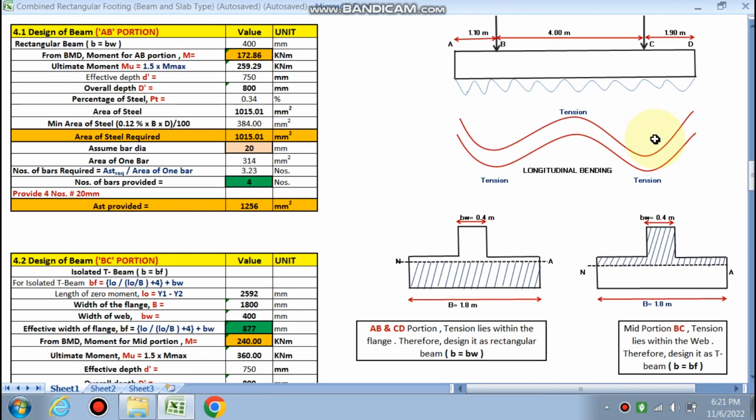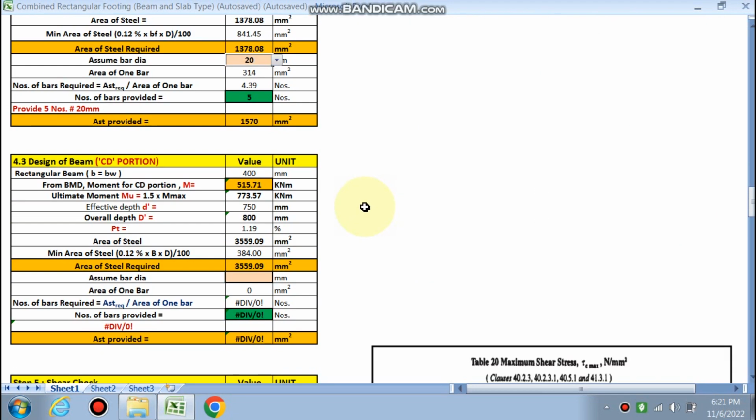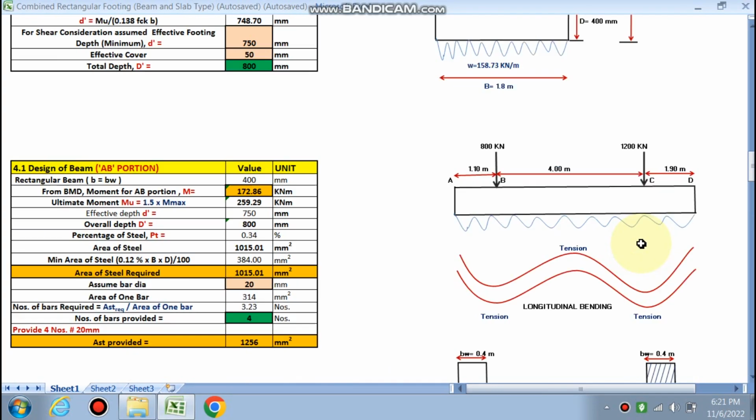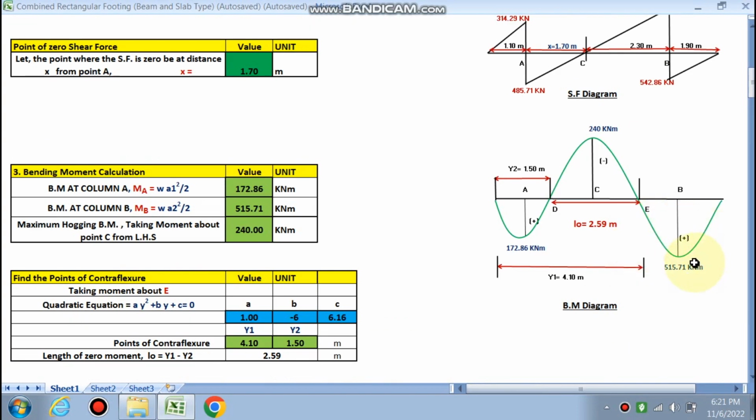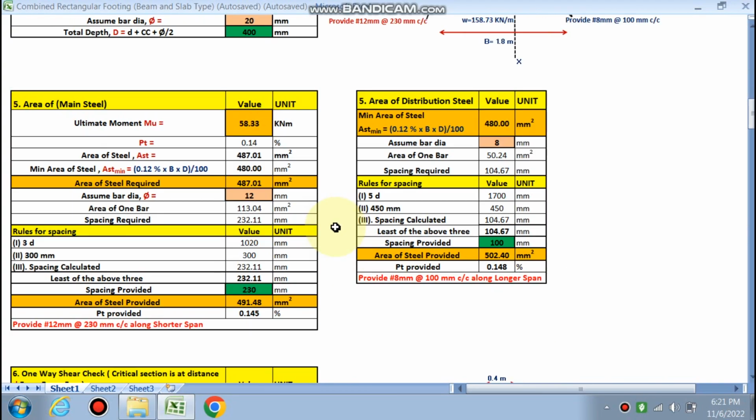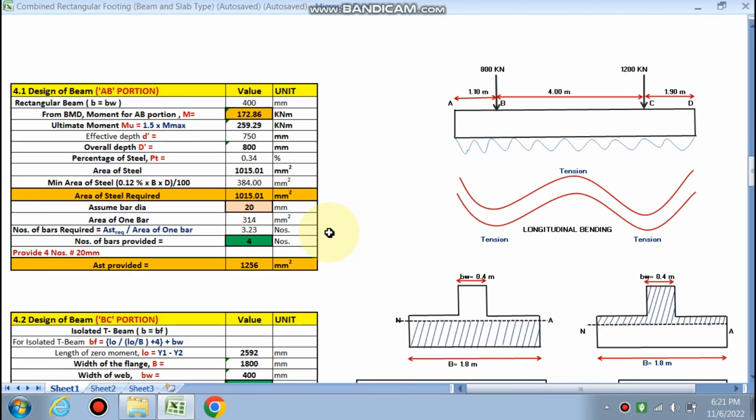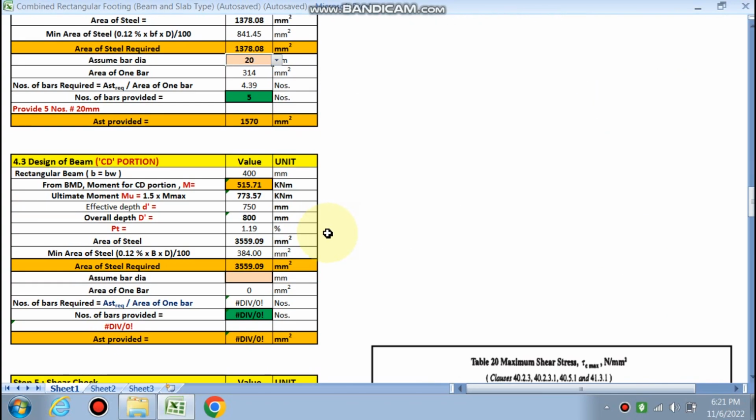In the CD portion, the same sagging is there, so this will be designed as a rectangular beam. In this case the moment is 515. You can see the bending moment diagram. This is the 515.71, and this is the ultimate moment.